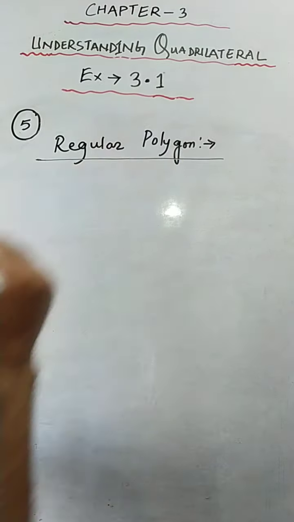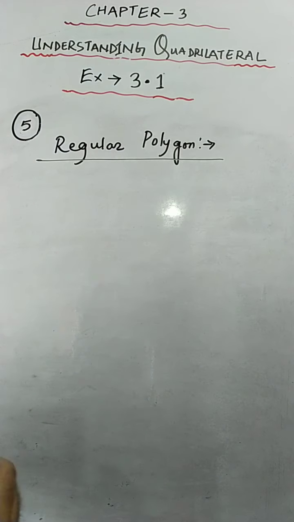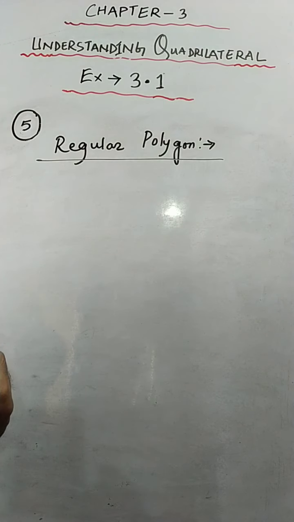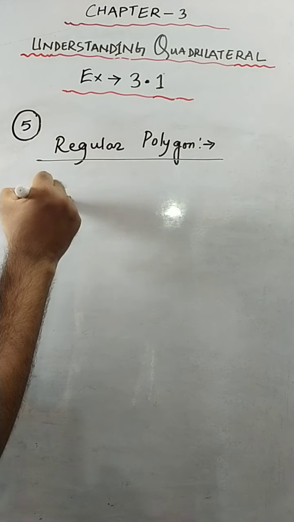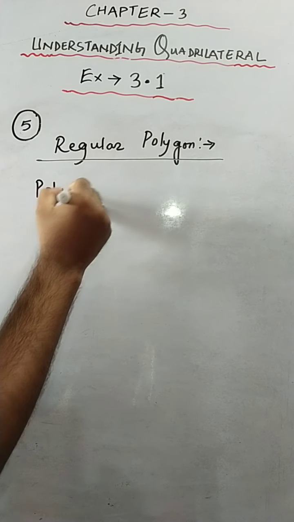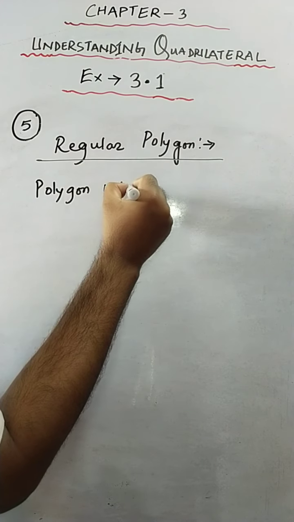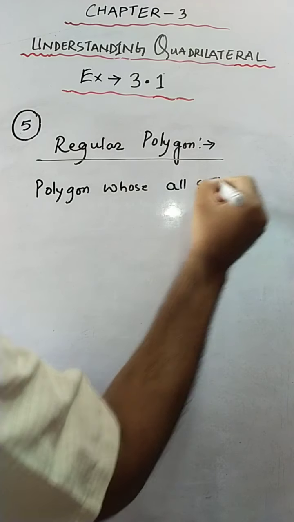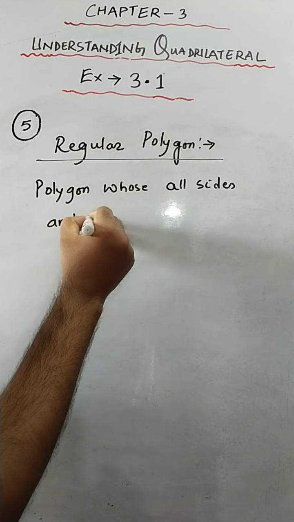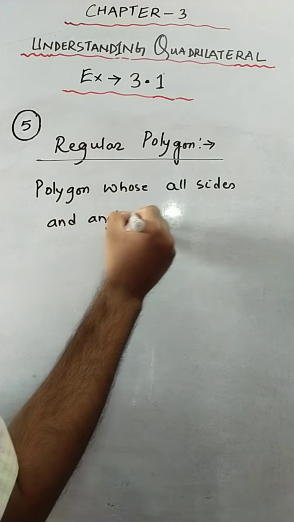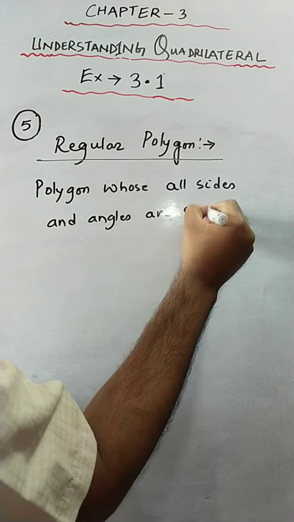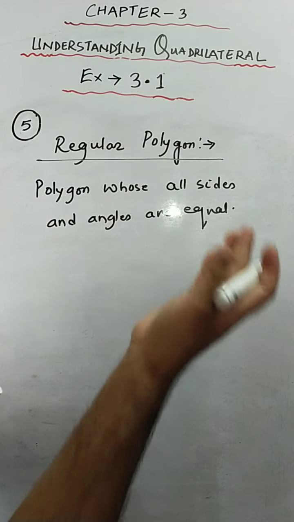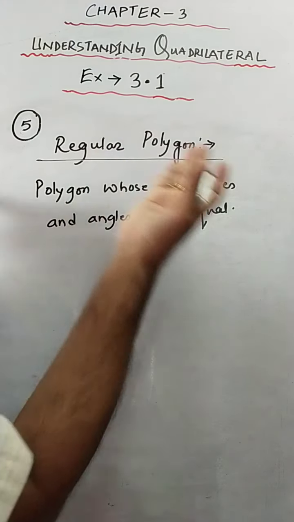I believe everyone knows now because we have already discussed this part in my previous video. That is, a regular polygon is what? A polygon whose all sides and angles are equal. Fine. So the polygon whose all sides and angles are equal is called a regular polygon.